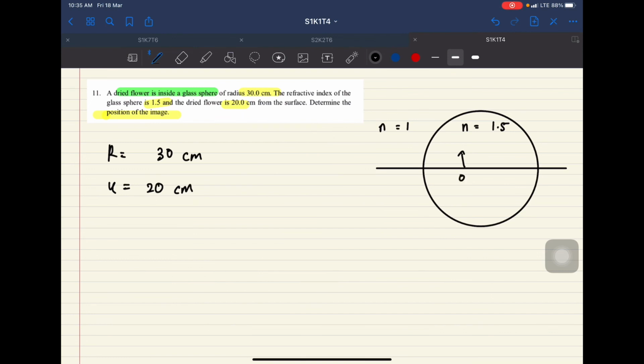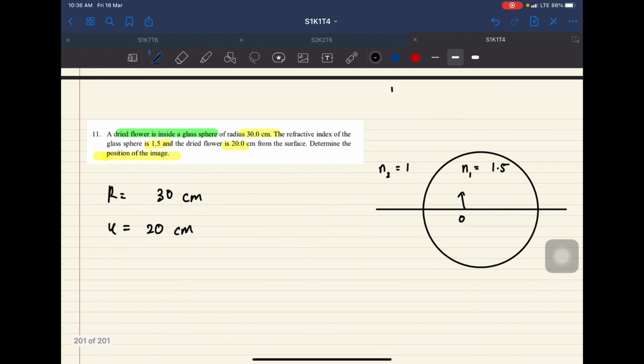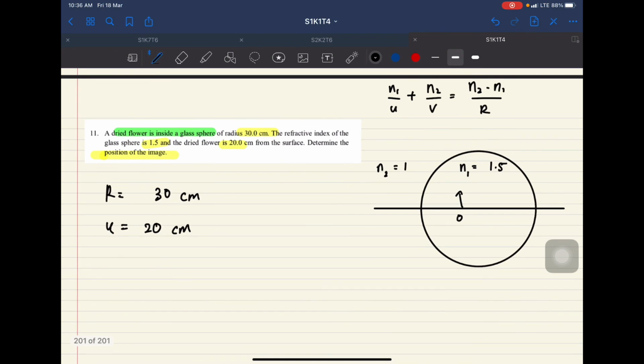Because the object is inside the sphere, your n1 is the n of the glass at the position of the object, and n2 is on the opposite side. Basically you want to apply the same formula, where I just write the formula over here. n1 over u plus n2 over v equals n2 minus n1 over R. So you already determined n1, n2, and u is given. Now you want to determine whether R is positive or negative.